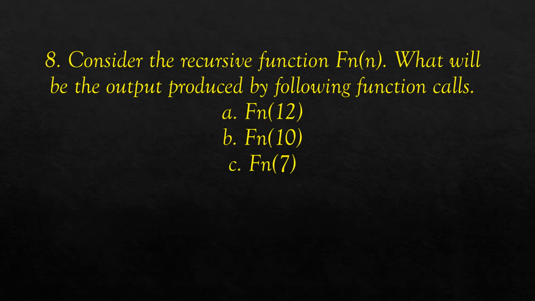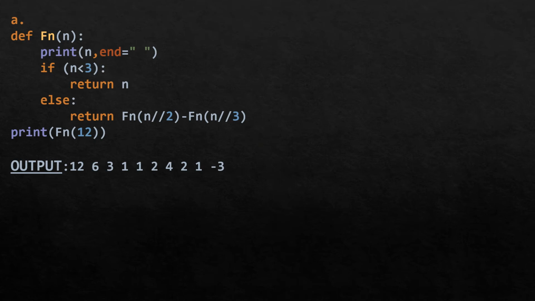Now consider the recursive function fn of n and what will be the output produced by the following function calls: fn of 12, fn of 10, fn of 7. Now let's see. Here a function fn is defined with a parameter n. First of all, it will print the value of n. Then it checks if n is less than 3, it will return n. Otherwise, it will return fn of n floor division 2 minus fn of n floor division 3.